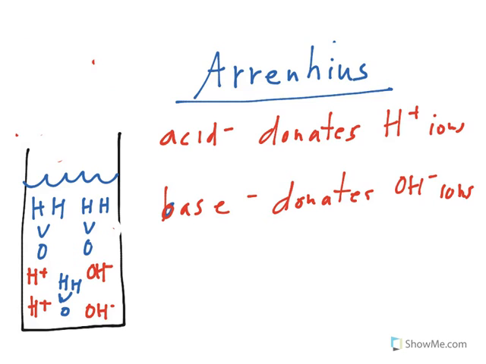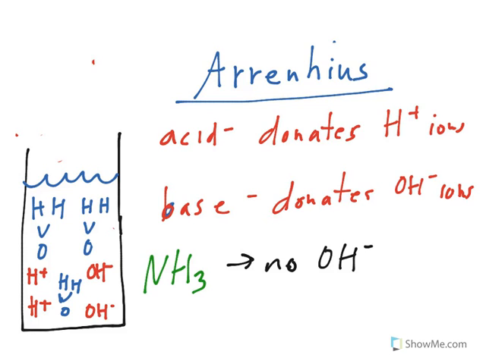The problem with this definition is that there are some substances, most notably NH3, ammonia. Now, you can look at this, and clearly you can see it does not have any OH minus ions. There's no oxygen in it, so there are no OH ions in there. So, by definition, this cannot be an Arrhenius base, because it doesn't have any OH ions to donate.